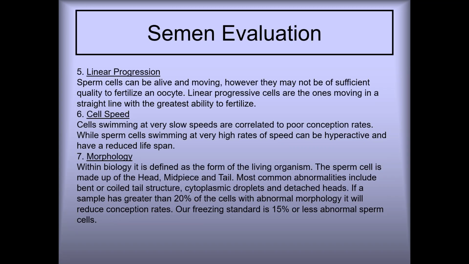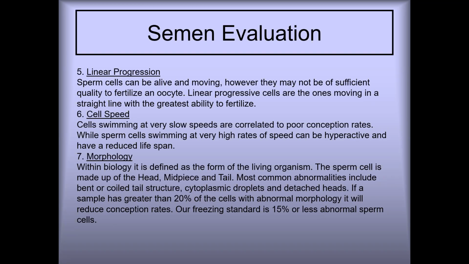Speed of the cell is one of those things where we found that if the sperm cells are too fast or hyper excited, then their life expectancy goes down because they burn up their energy reserves. If they're too slow, they don't seem to make it to where they need to go either. So you kind of have to learn that they're swimming fast enough essentially.